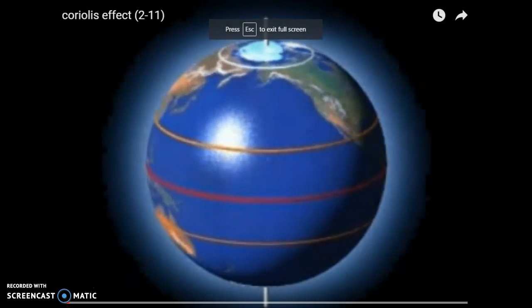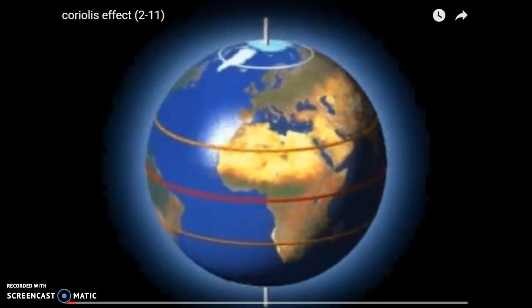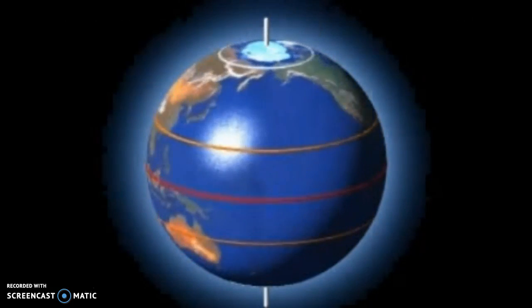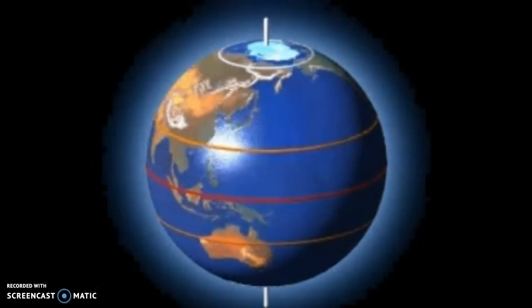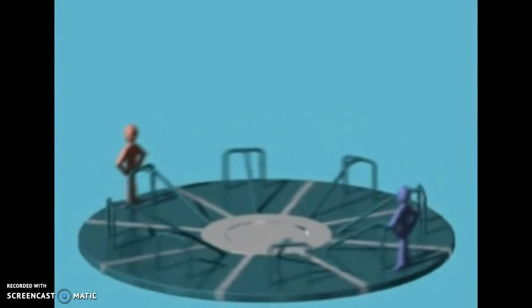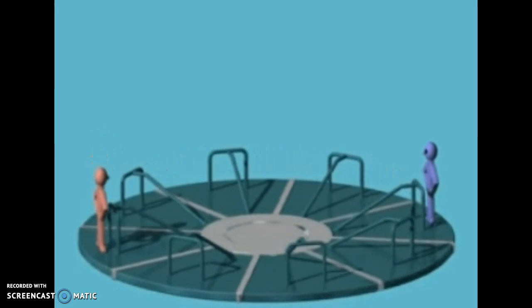Coriolis effect. An object in motion appears to be deflected from its course, as if a force is pulling it sideways. To demonstrate this point, let's imagine a game of catch being played by two people on a merry-go-round that spins like the Earth, but is flat.